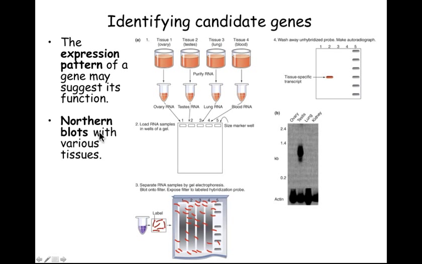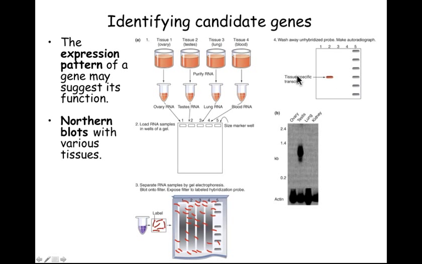So one of the things you can do is northern blots with various tissues. So again, all cells in your body have roughly the same DNA, but they're not using all of the same genes. So some genes are going to be only expressed in particular tissue types, whereas other genes may be expressed in many tissue types. So if you collect RNA, what's being expressed in different tissues, say ovary, testes, lung, and blood, purify the RNA, run it out on a gel, transfer it to a membrane, and then probe with radioactive pieces of DNA corresponding to your gene of interest, then this gives you an idea of where those particular RNAs are being expressed.